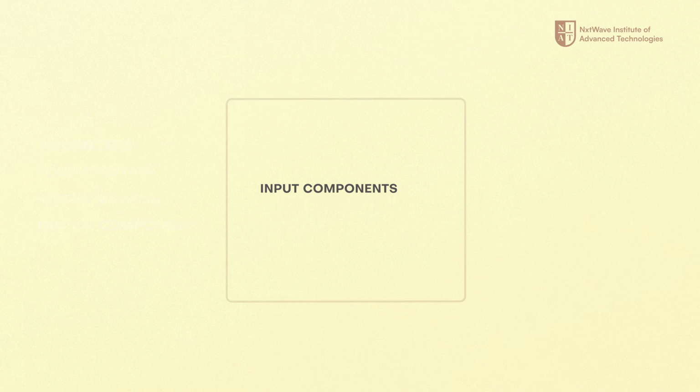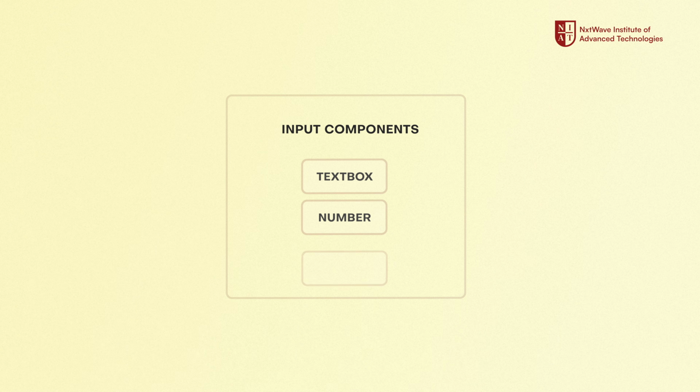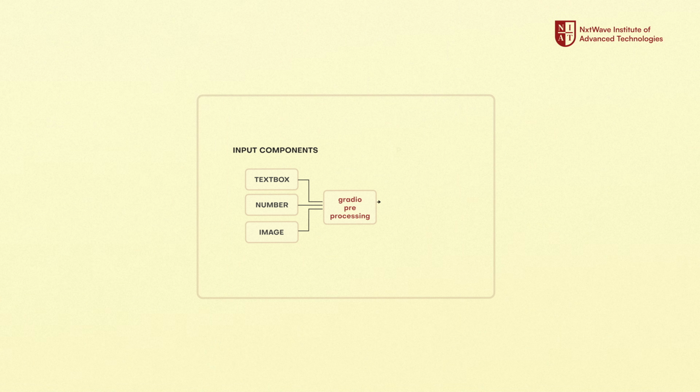It has input components, parameters, your function, return value, and output components. Let's understand them one by one. So when users interact with the Gradio interface through components like text box, numbers, and images, Gradio does pre-processing at the backend. Text box for string input, number for integers, and images for image uploads are already handled by Gradio at the backend for the user.